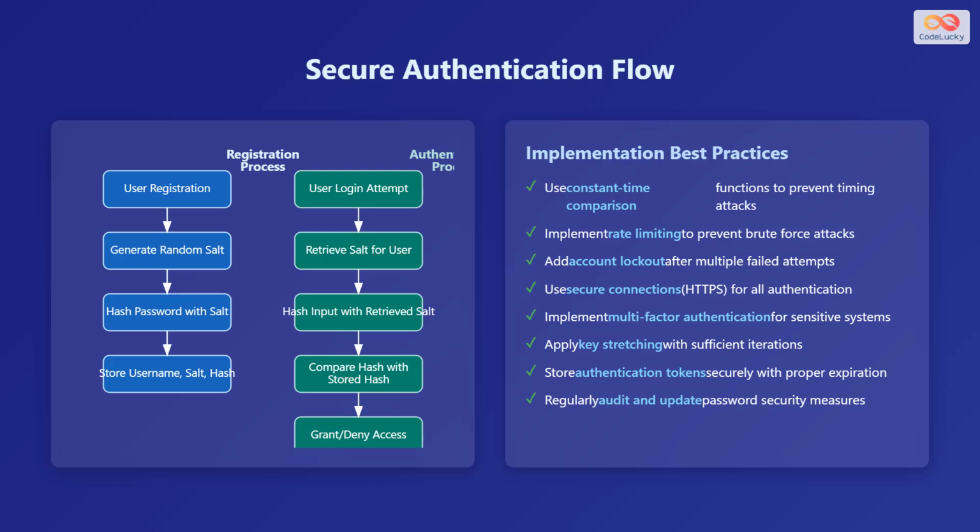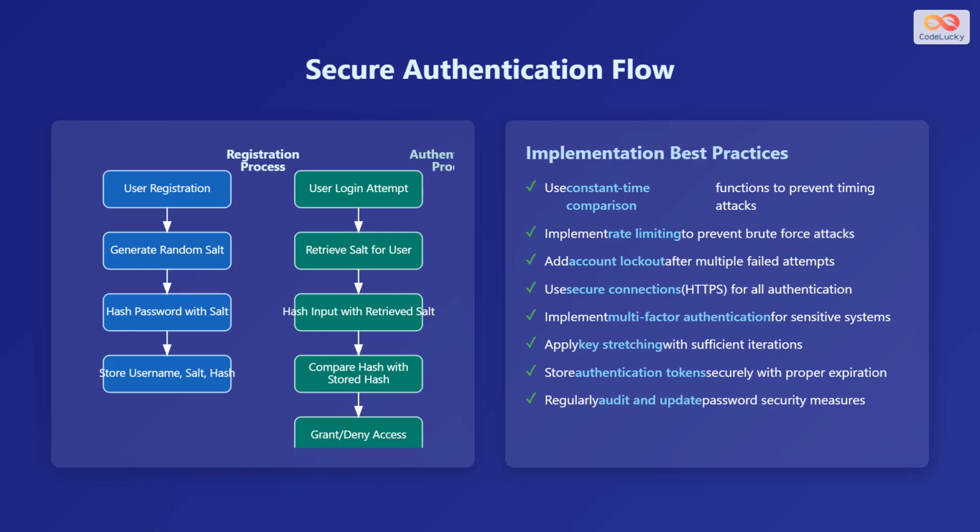This slide illustrates a secure authentication flow, detailing both the registration and authentication processes. During registration, the system first takes the user's password. It then generates a random salt and hashes the password with this salt. Finally, it stores the username, salt, and the hashed password in the database. During authentication, when a user attempts to log in, the system retrieves the stored salt associated with that username. It then hashes the input password using the retrieved salt and compares the result with the stored hash. If the two hashes match, access is granted. If they don't, access is denied.